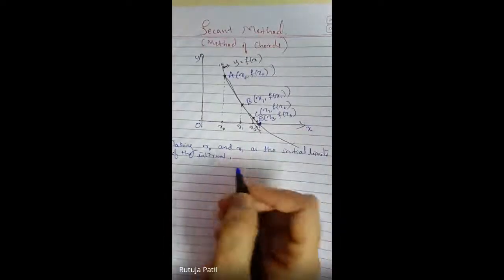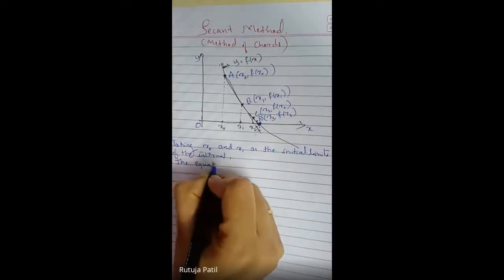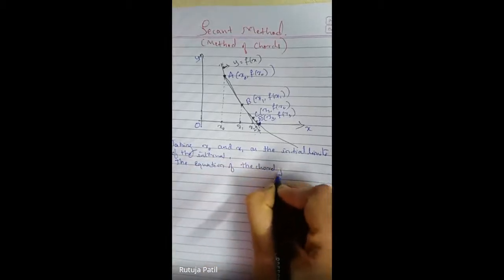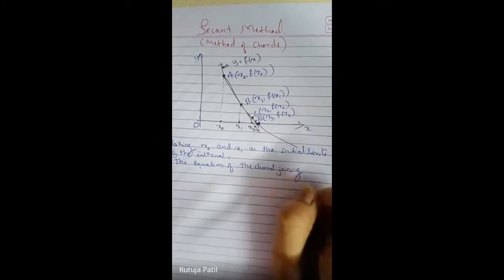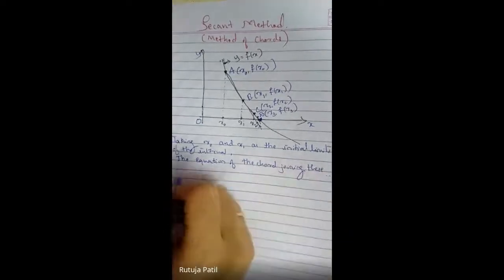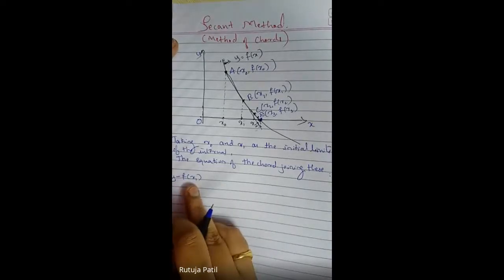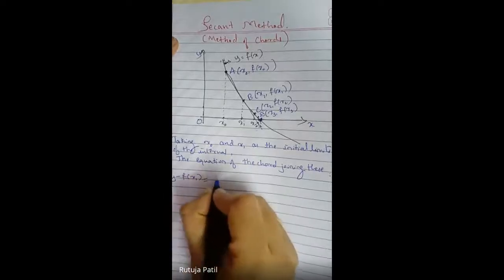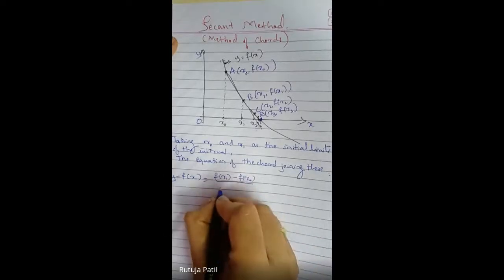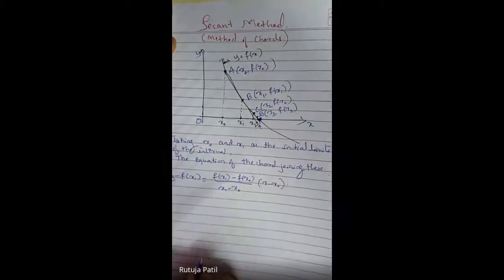So now by using that, I can write the equation of the chord joining these 2 points as y minus f of x1 is equal to f of x1 minus f of x naught divided by x1 minus x naught into x minus x naught.